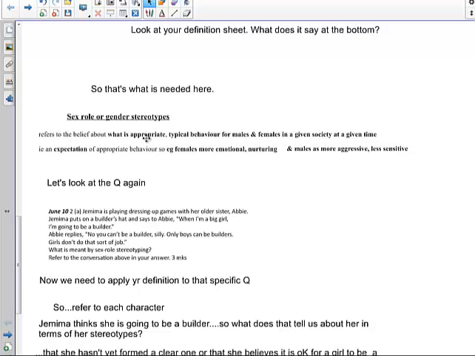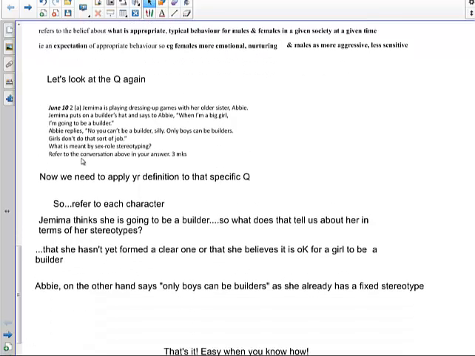Okay, look at that. How many of you actually gave an answer like that? They weren't as precise as that, and therefore you're really in danger of just losing that mark. Okay, so let's look at the question again. It asks us what is meant by sex role stereotyping, and then refer to the conversation. So we've defined it, we've written our definition, and then refer to each character. Apply that definition to Jemima, apply it to Abby. All right, so application mark.